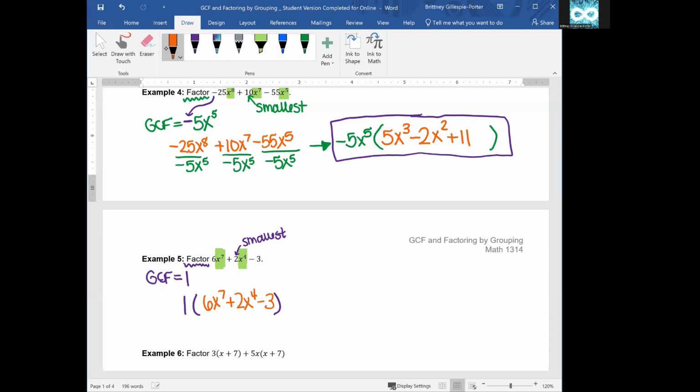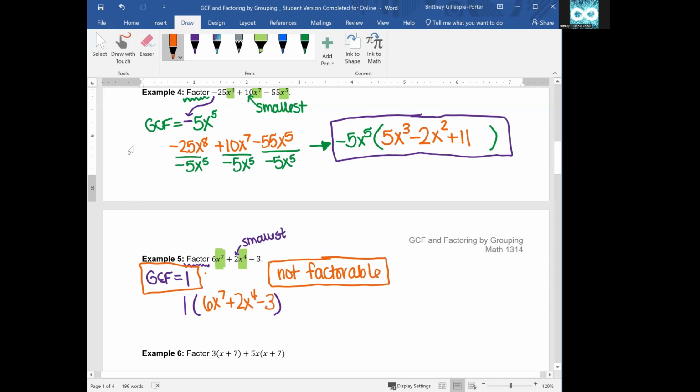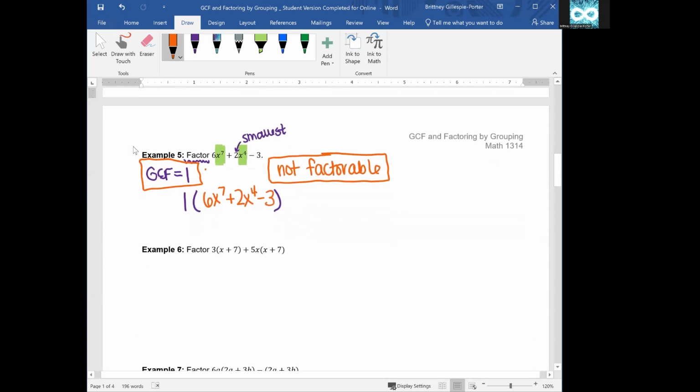Just like we don't write times the 1. So you can say that our GCF is 1, and this guy is not factorable. A GCF of 1 is kind of boring because there's nothing to help make our lives smaller or easier. Okay, number 6.